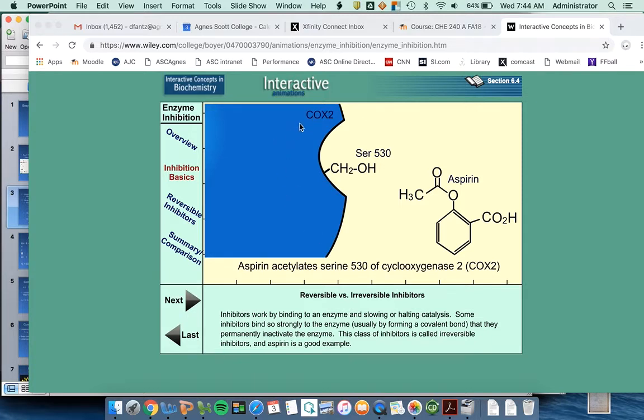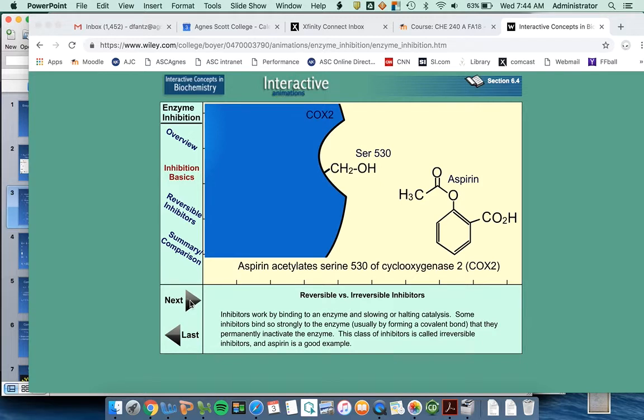Here is the COX-2 enzyme in blue, and here's an important serine in the active site. And what we are going to see is that aspirin is going to actually react with the serine in the active site of COX-2 and form a covalent bond with it. Now this inhibitor is going to form this covalent bond, and that is an irreversible reaction. It doesn't just bind due to electrostatic or hydrogen bonding and then dissociate and bind and dissociate. It reacts with it, and it really irreversibly clogs up the active site of this enzyme.